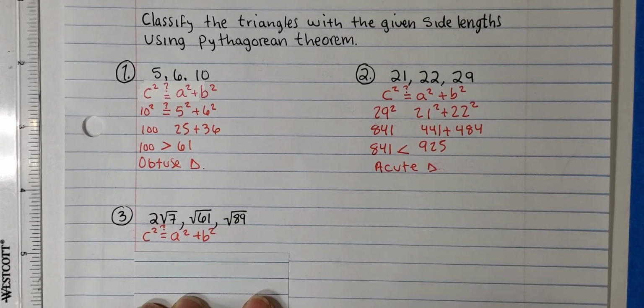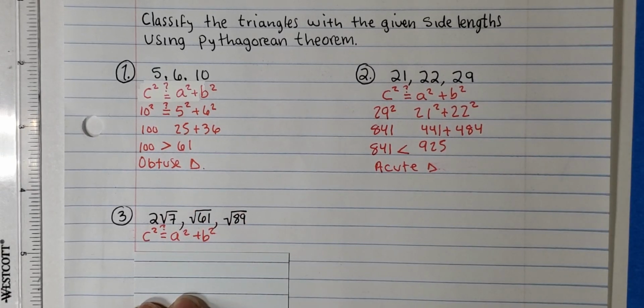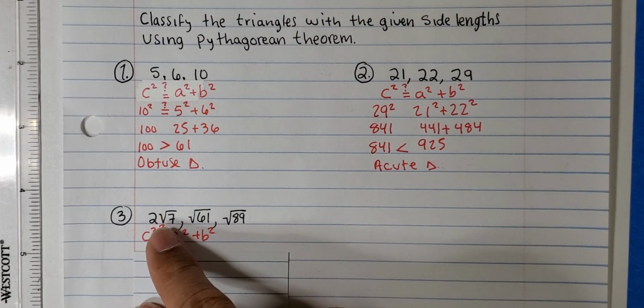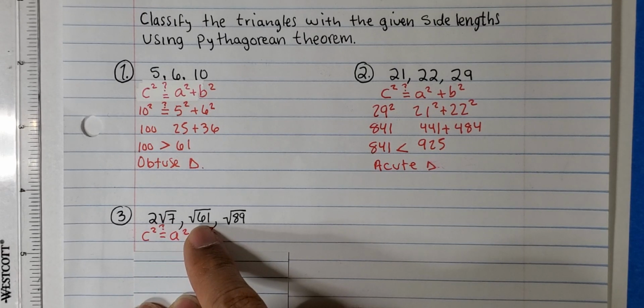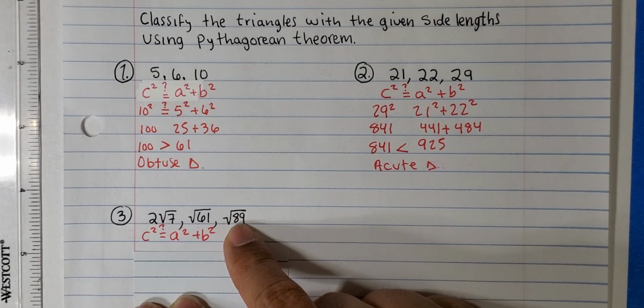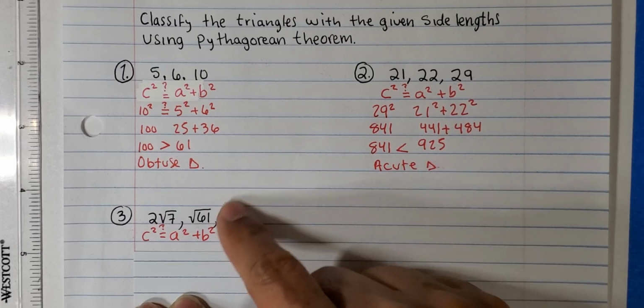Again, you have square roots here, but still the Pythagorean theorem is going to apply. Maybe you have a challenge here trying to determine which is the hypotenuse. Think about it. This is 2 times the square root of 7. The closest to the square root of 7 is the square root of 9, which is 3, so 2 times approximately 3 is 6. This is the square root of 61, and the closest to 61 is 49, so this one is 7 point something. But this is the square root of 89, which is closer to the square root of 81, which is 9. So that means this is the longest side.